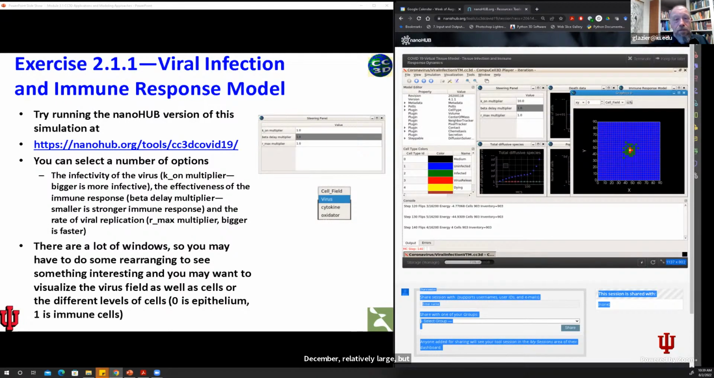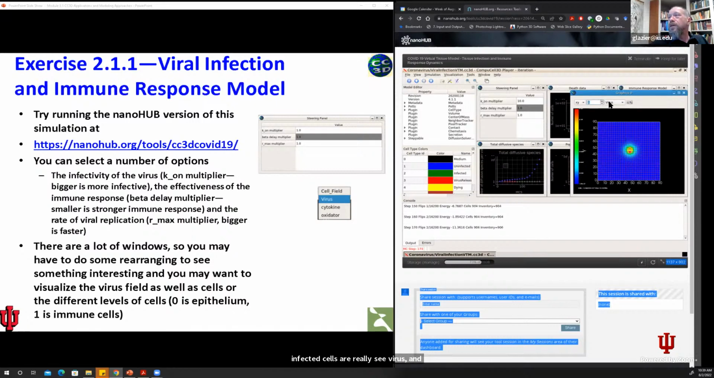If anybody needs help, raise a hand. I don't want to take too much time on this, but I did want people to see a little bit of what you could do. Here you can see total diffusive species. You can see the population of virus is booming now. All those newly infected cells are releasing virus into the environment.